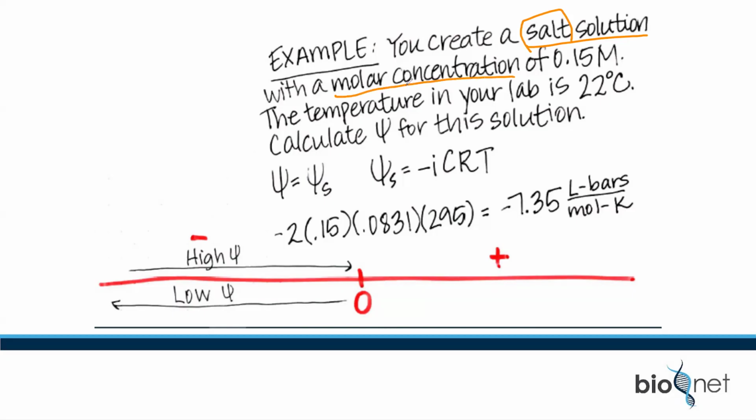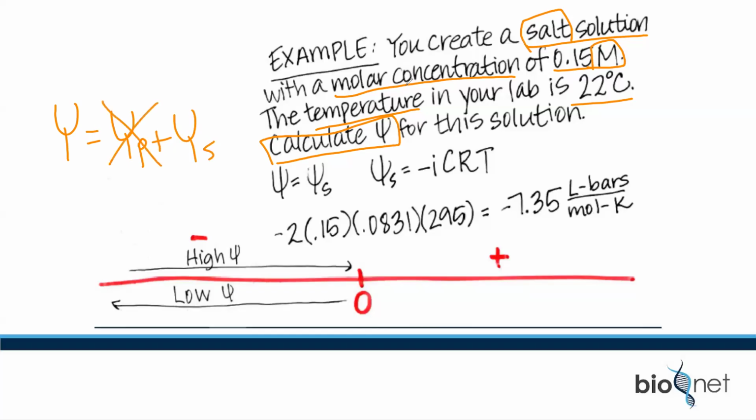We have a molar concentration, right? Moles per liter. It's given to us. We have a temperature of 22 degrees Celsius. Calculate the water potential for this solution. First off, I know that my water potential equation is equal to the pressure potential plus the solute potential. There is no pressure that's given to us. We can assume this is an open container. We're going to ignore the pressure potential. We're going to assume it's zero. So now we need to calculate the solute potential to be able to figure out our water potential. So let's see how they did that.